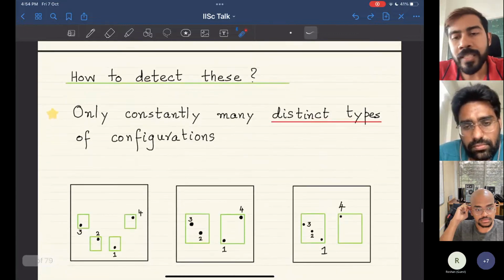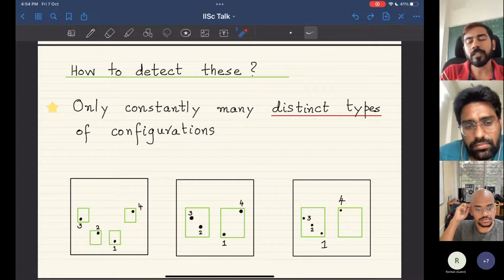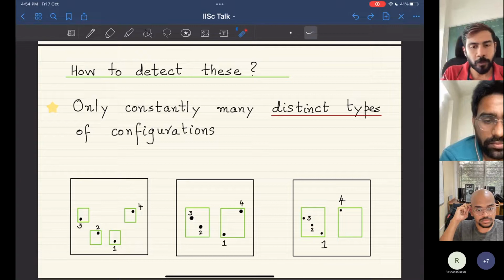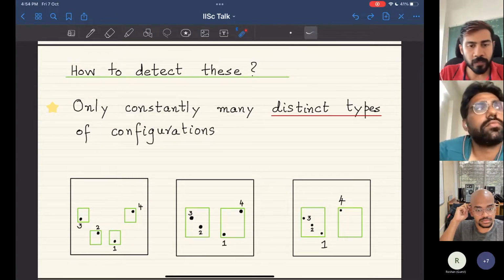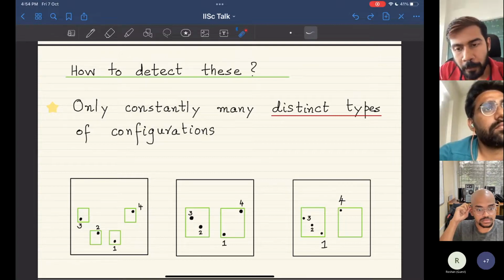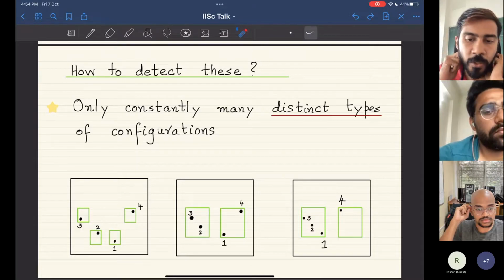Now, there are only constantly many distinct types of configurations because there are constantly many ways of arranging the 4 legs of a pi appearance into at most 4 boxes. So our algorithm goes over each of these configurations, so to speak, and tries to detect them.